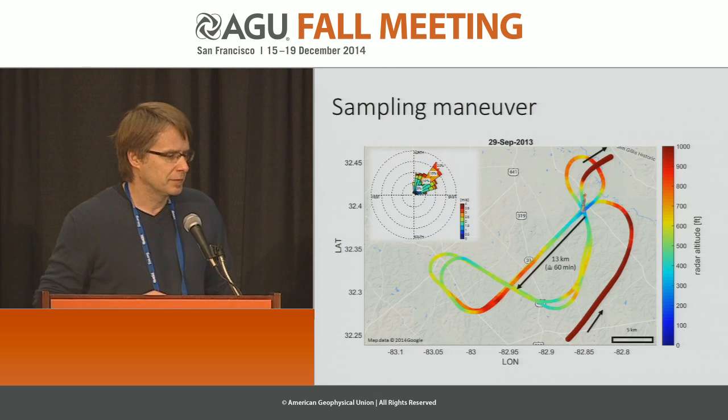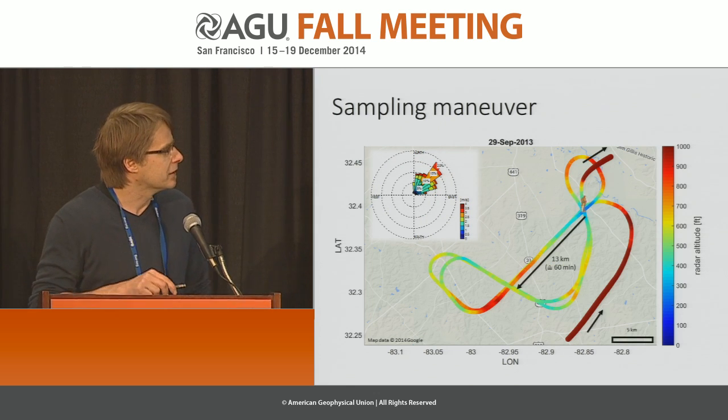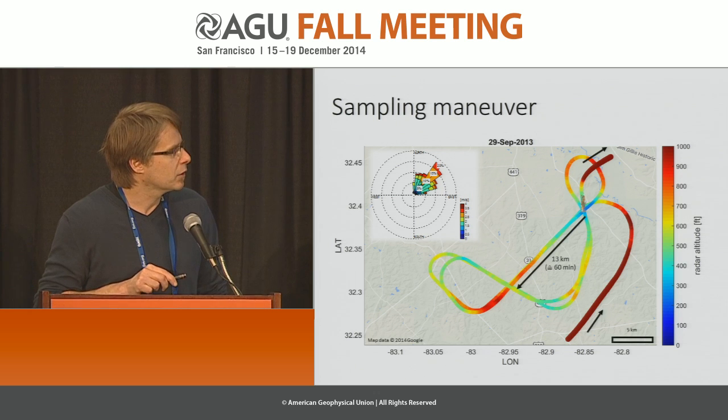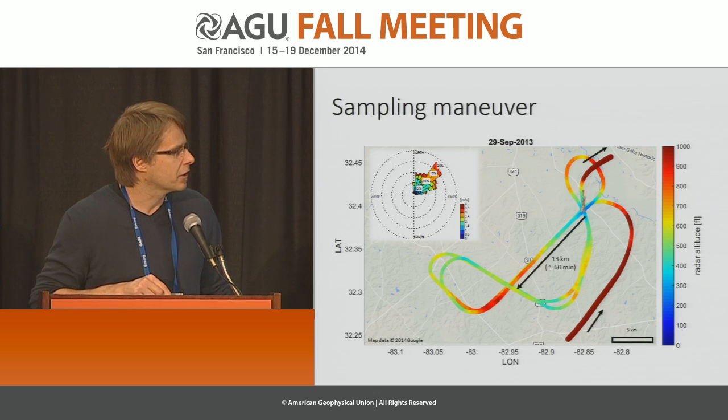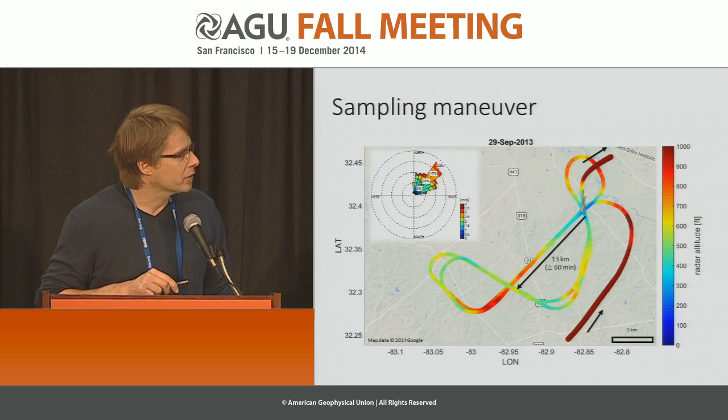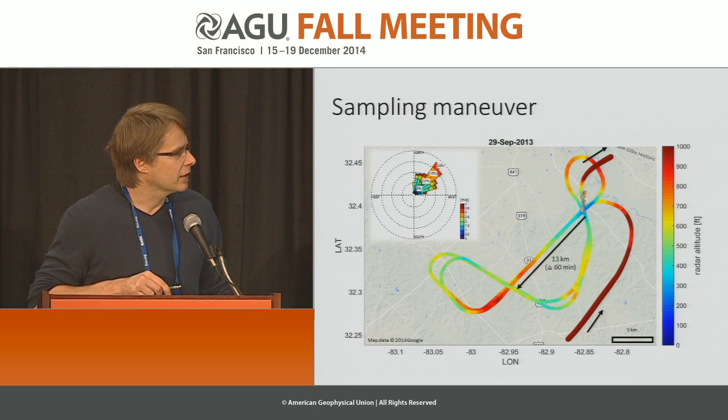So here you see the sampling maneuver we did. So we came in here, and what you have color-coded here is the radar altitude. So we came in at altitude, dropped down over the fire, sampled the direct emissions over the fire, and then followed the plume 13 kilometers downwind, at an average wind speed of 3.5 meters per second. This corresponds to an aging time of about 60 minutes.